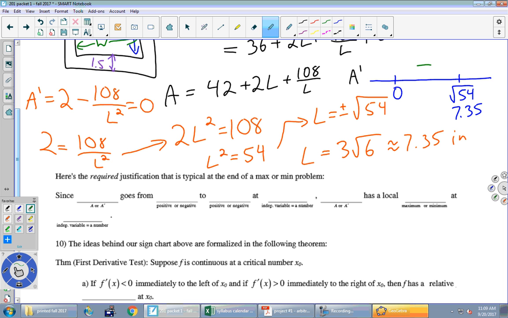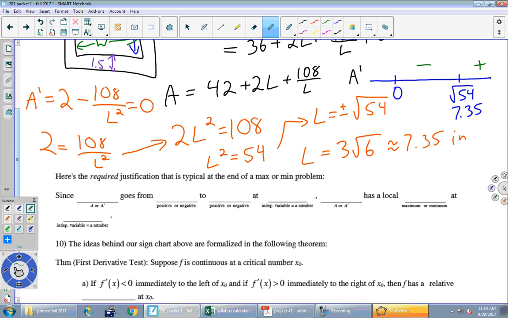And then something bigger than this number. 8 is fine, 100 is better. 100 is my go-to, something wildly outside of this range. So I'm going to pick 100 and plug it in for L. 100 squared, that's 10,000 on the bottom. 2 minus 108 over 10,000. Is it positive or is it negative? Positive, because 108 over 10,000 is pretty close to 0. And so 2 minus pretty close to 0 is positive. Any number we had picked bigger than root 54 would have given us something positive. And so here's what's going on.